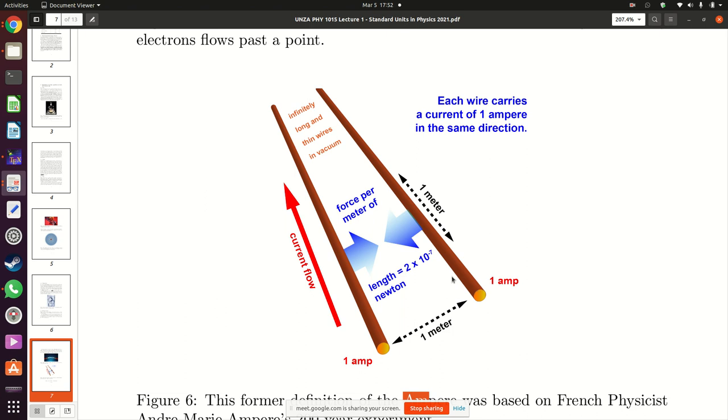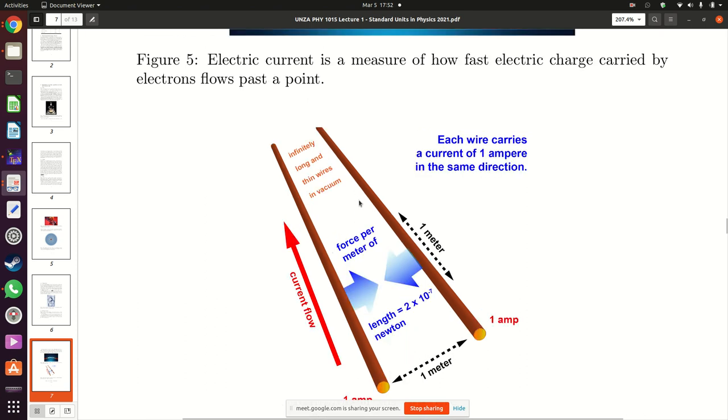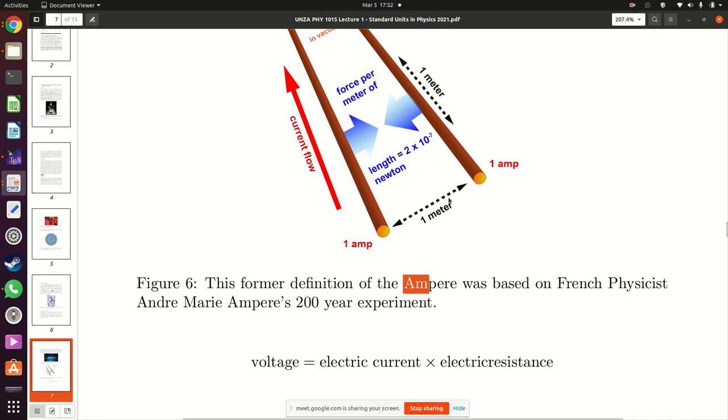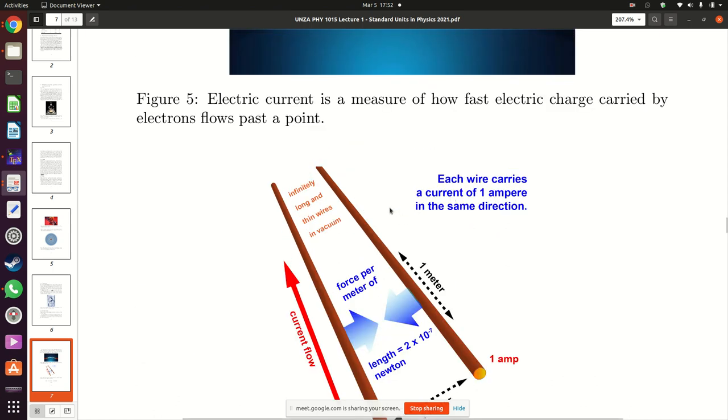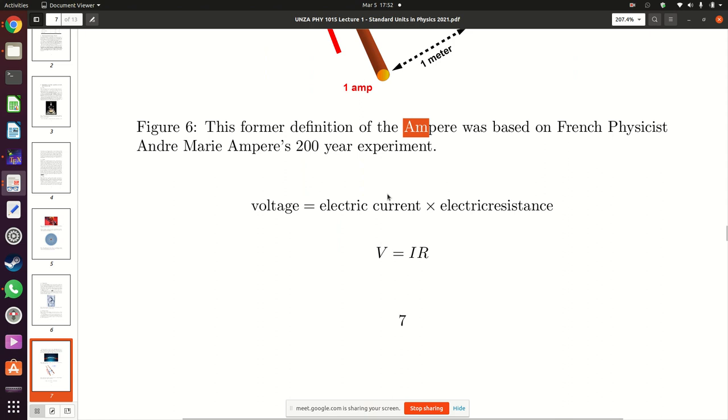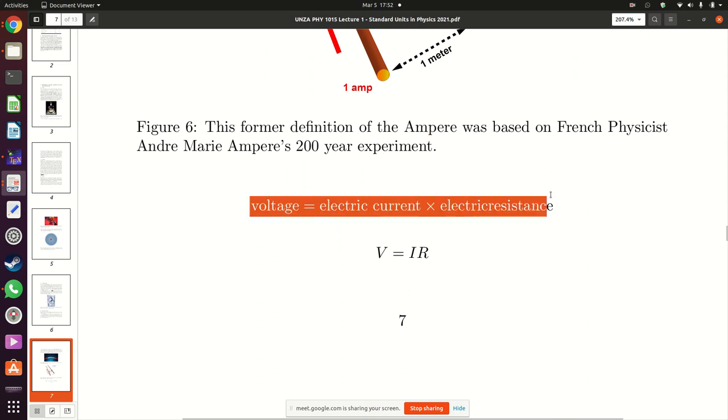Okay, that is previously. Now, this experiment had a problem. It is very, very difficult to reproduce, because if you look here, you have to put these wires in a vacuum, then they had to be very long, then you had to produce all this, which is very, very difficult to do. So another definition of an ampere had to be found, and that definition is the one which is based on something called Ohm's law.